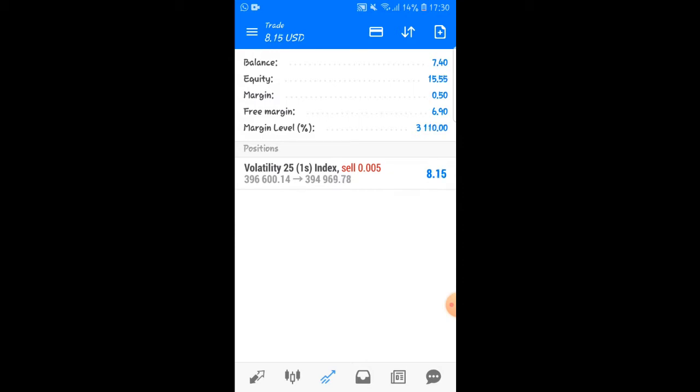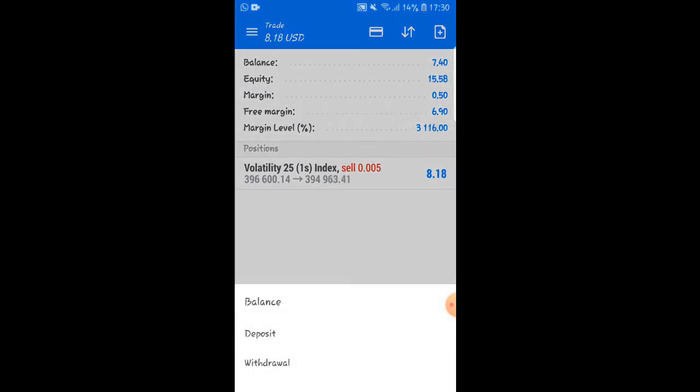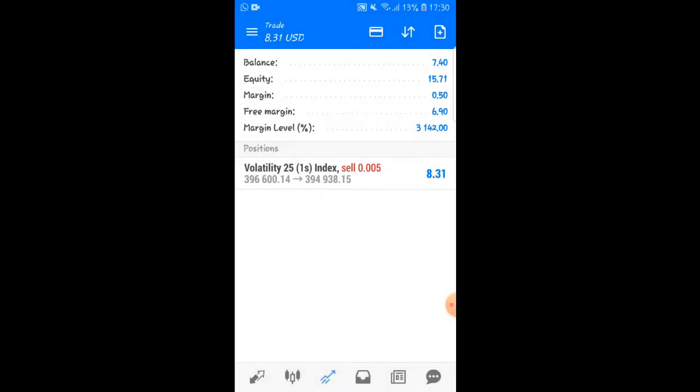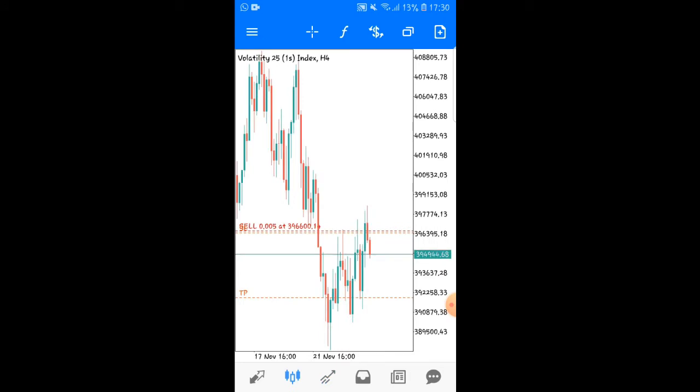So you can see that this is a running trade and this is a real account also, because when you click here you see just deposit and withdraw. So this is not a demo account. So basically what did I do?